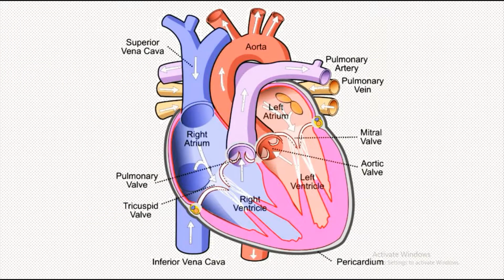As you can see, our right atrium, ventricles and the valves, the superior and inferior vena cava, and also the pericardium, which is the covering of our heart. Now briefly revise our circulation.